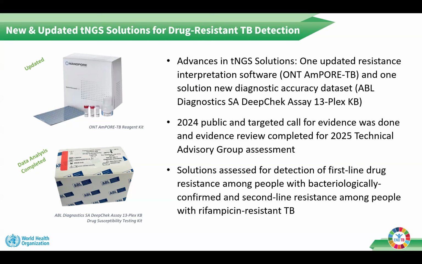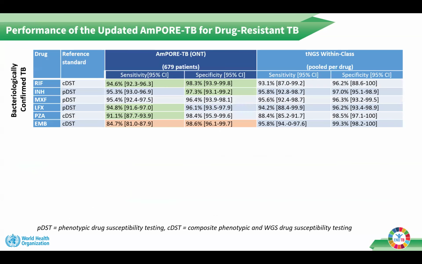Based on these recent advances, WHO put out a public and a targeted call for evidence, and the evidence review was completed in January this year by the WHO Technical Advisory Group. The solutions were assessed again for the detection of first-line drug resistance among people with bacteriologically confirmed TB and second-line drug resistance among people with rifampicin-resistant TB.